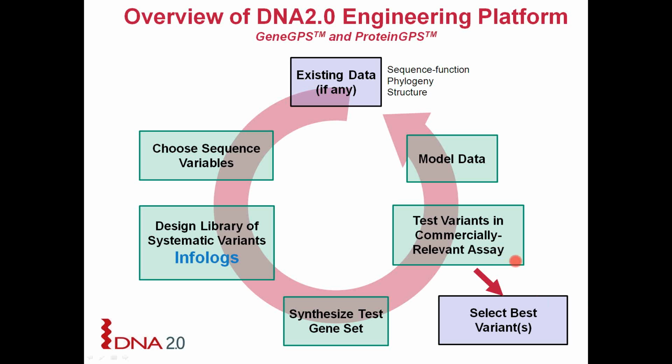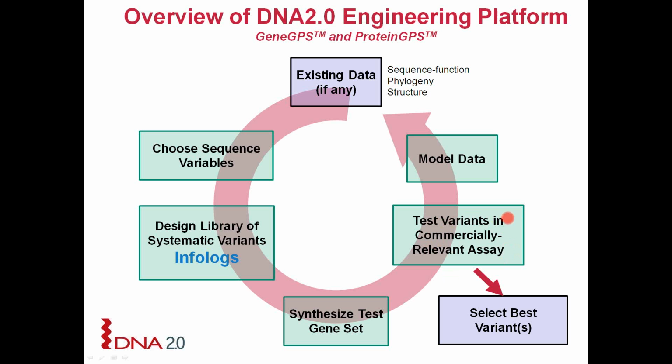Because we use infologs and because we can efficiently sample gene variation space, we can reduce the number of tests that we need to do, and that can be very important for certain applications where high throughput screens are not really adequate to mimic performance in real world applications. I'll come back to that throughout the talk.